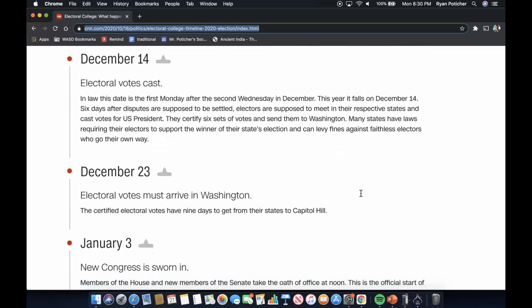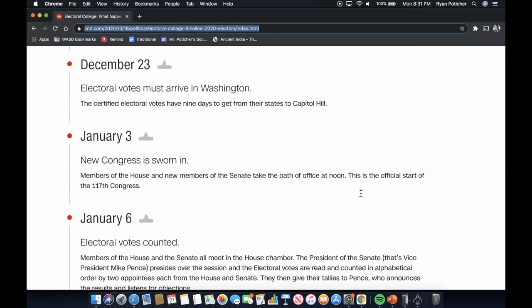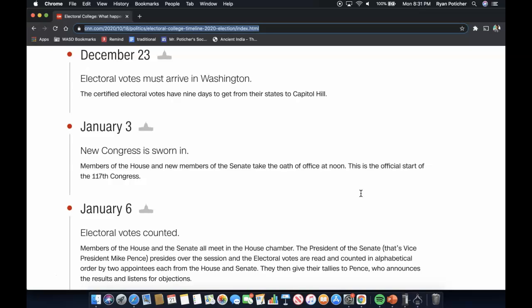December 14th. Electoral votes cast. In law, this date is the first Monday after the second Wednesday in December. This year, it falls on December 14th. Six days after disputes are supposed to be settled, electors are supposed to meet in their respective states and cast votes for U.S. president. They certify six sets of votes and send them to Washington. Many states have laws requiring their electors to support the winner of the state's election and can levy fines against faithless electors who go their own way. December 23rd. Electoral votes must arrive in Washington. The certified electoral votes have nine days to get from their states to Capitol Hill.